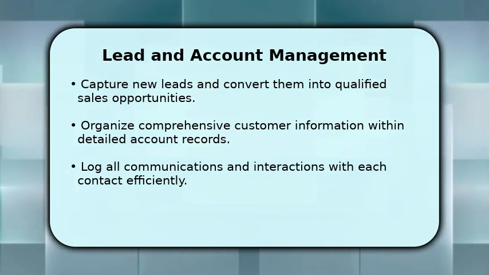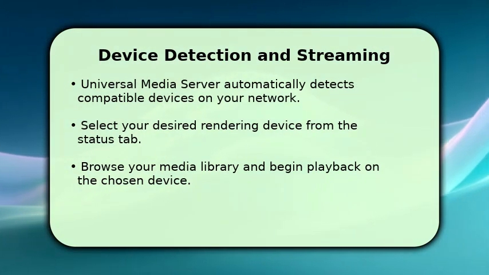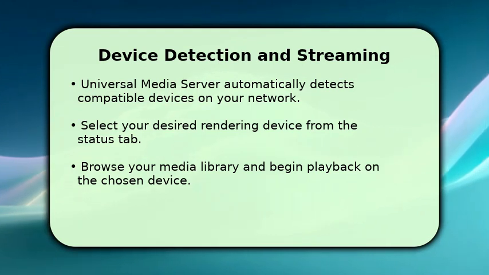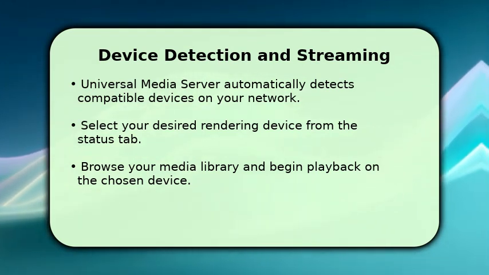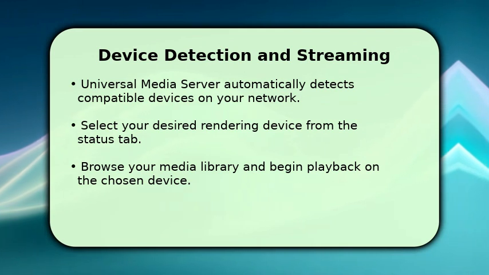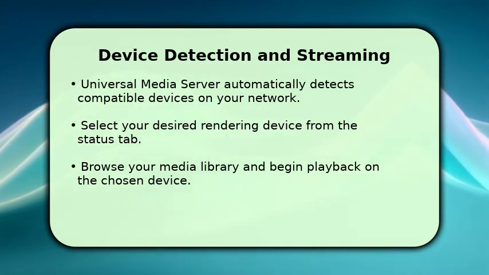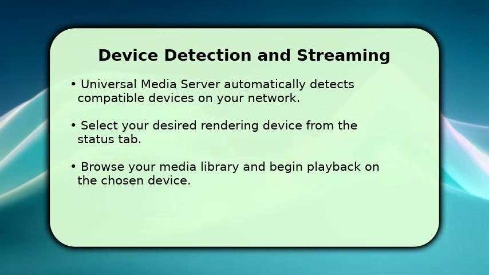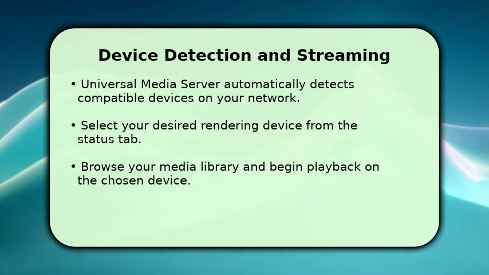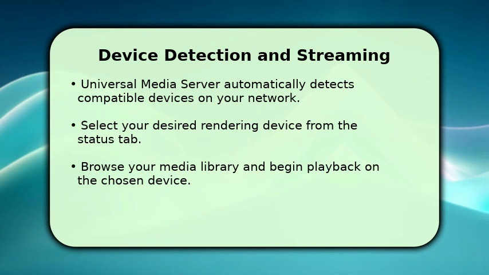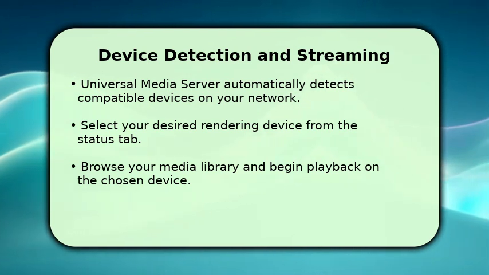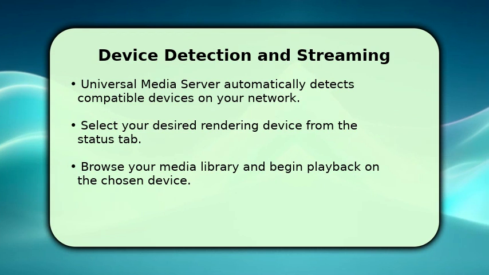Universal Media Server excels at automatically detecting compatible devices on your local network, such as smart TVs, game consoles, and smartphones. On the Status tab, you will see a list of detected renderers. Simply select the device you wish to stream to. Then, using your device's interface, you can browse your shared media folders and start playing your favorite content seamlessly, usually within a few seconds.